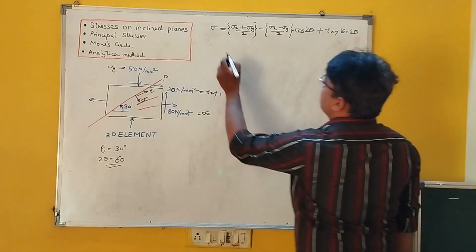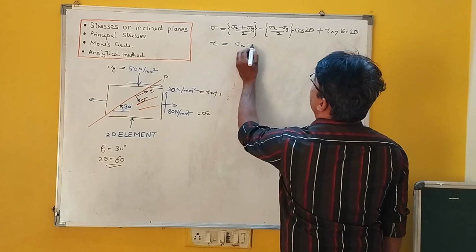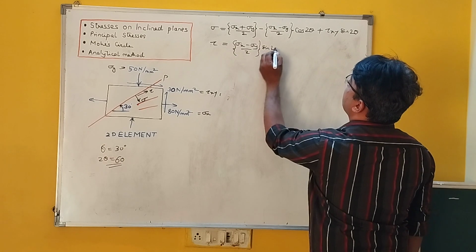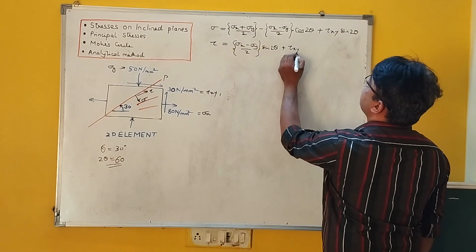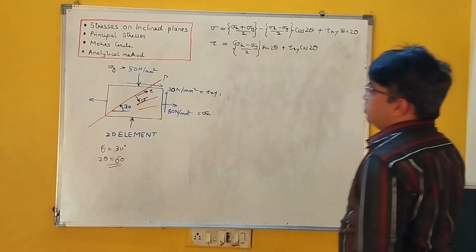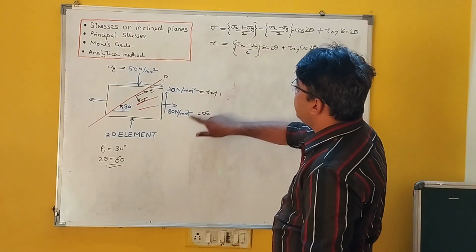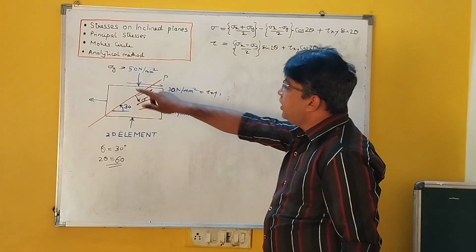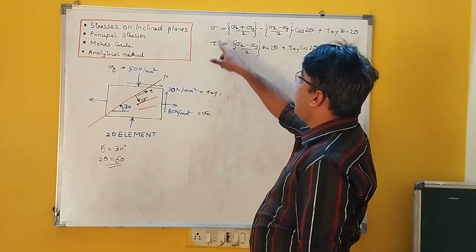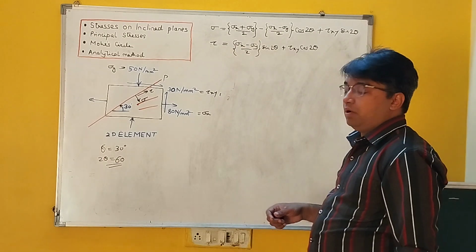Next we come to the value of tau. So tau is equal to (sigma x minus sigma y) by 2 times sin 2 theta plus tau xy cos 2 theta. So that was about the inclined plane. Just put these values, sigma x is 80, sigma y is 50 and so on, and get the values of this sigma and tau, and compare them with the values which we got through Mohr's circle.